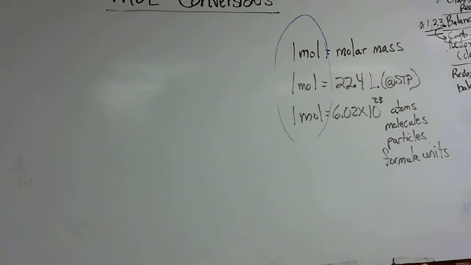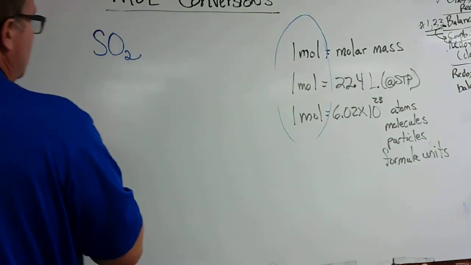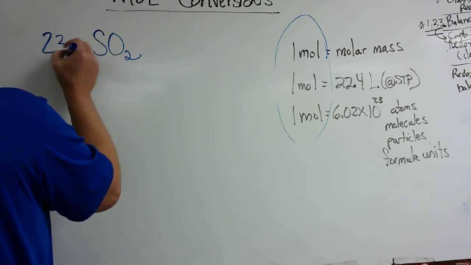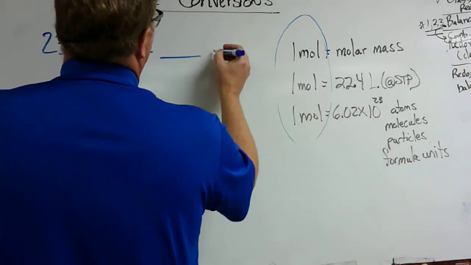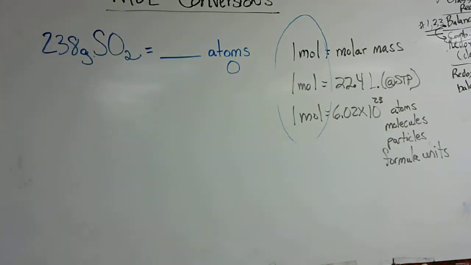Okay, we're going through part 3 of the mole conversions. This one's going to be a little bit different. We're going to be adding little stuff to it, making things a little bit more complex, maybe not that difficult. So let's say I have SO2, and I have 238 grams of SO2. And I want to figure out how many atoms of oxygen we have in this thing.